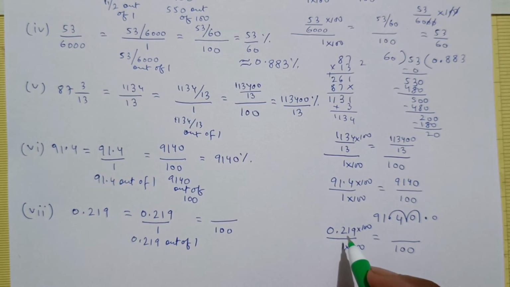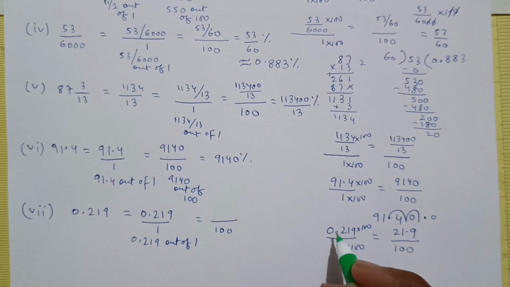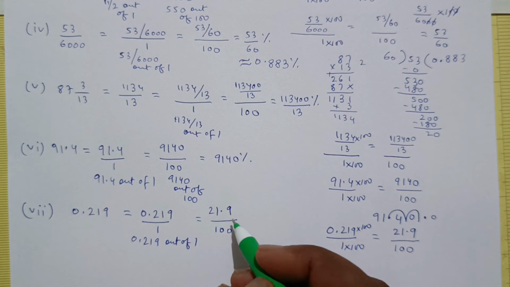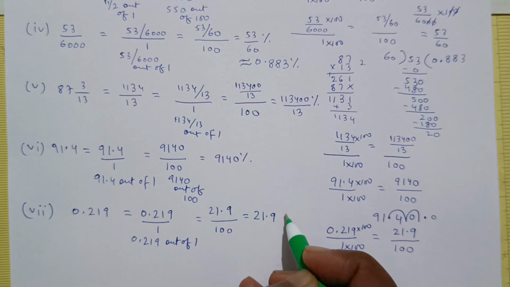0.219 into 100 is, shift the decimal to the right hand side by 2 places, because we are multiplying by 100, and 100 has 2 zeros. So 1, 2. The decimal will be over here. So 21.9. So 0.219 into 100 is 21.9. So 21.9 by 100. So the value out of 100 is 21.9. So it is 21.9 percentage.